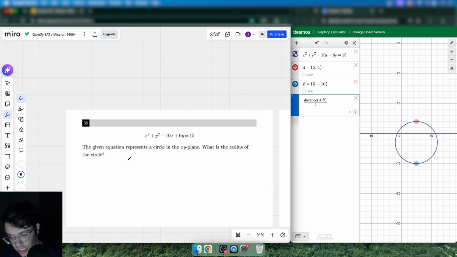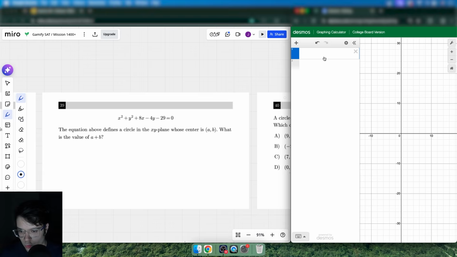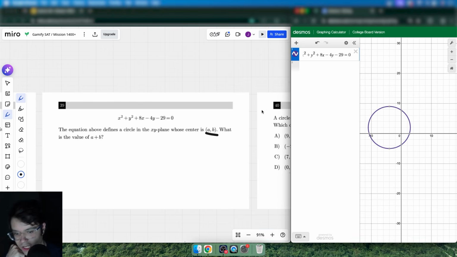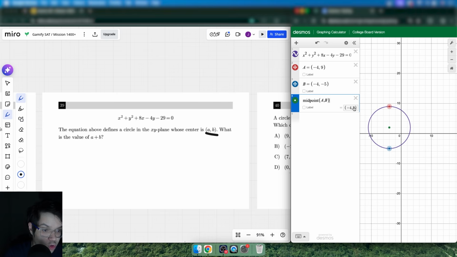So that is what the radius would be. And for this one, we have this circle. It says, what is the value of AB if AB is the center of the circle? So let me write that. Okay, so the midpoint of this, I would just go ahead and do this thing, -4, 9, and then -4, -5. And the midpoint would be -4, 2, according to this formula. And so that would also be the center of the circle.